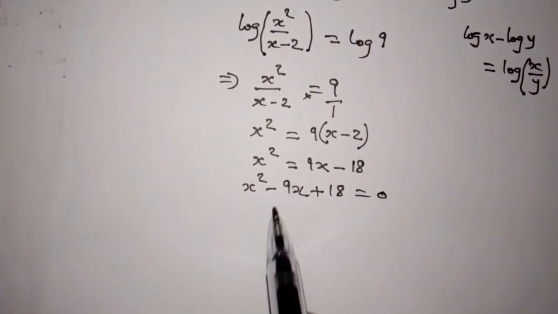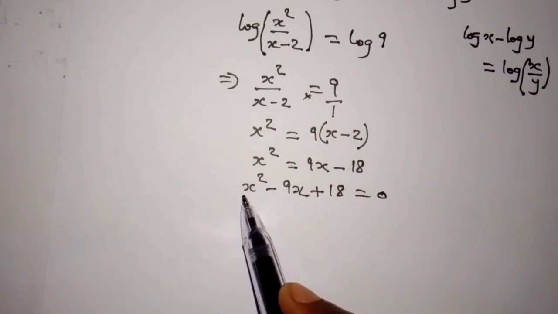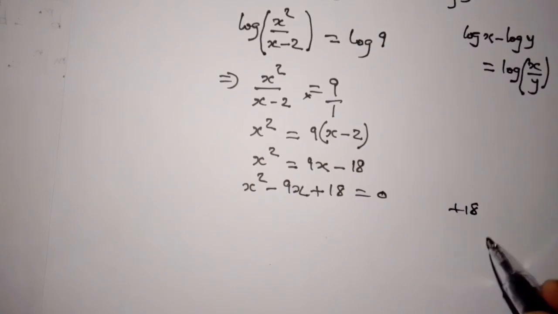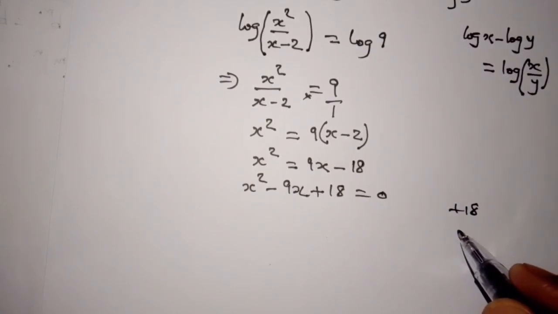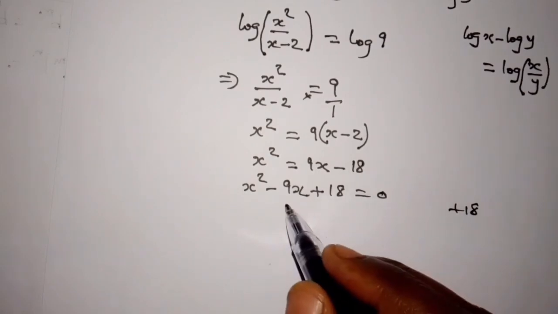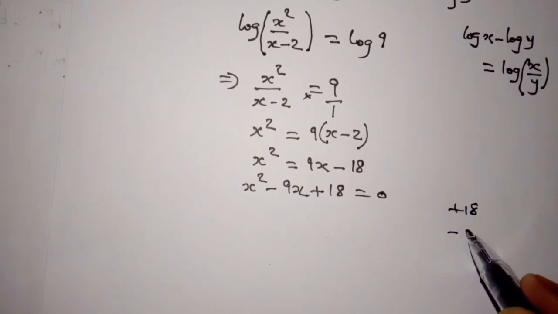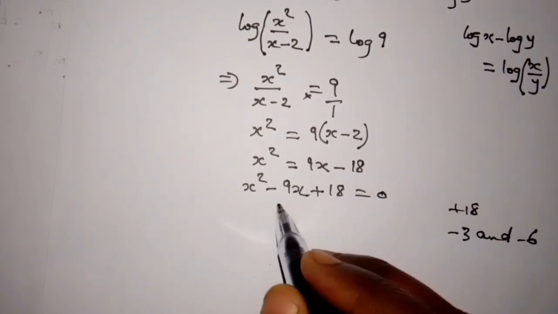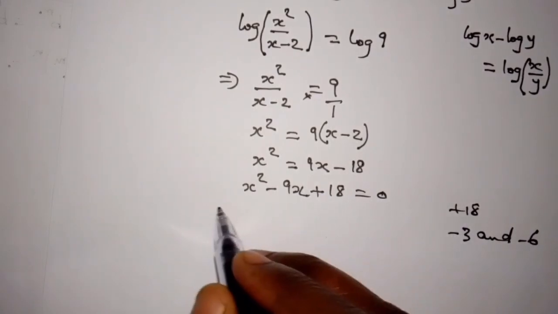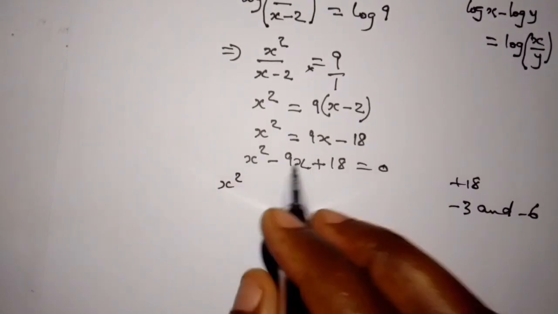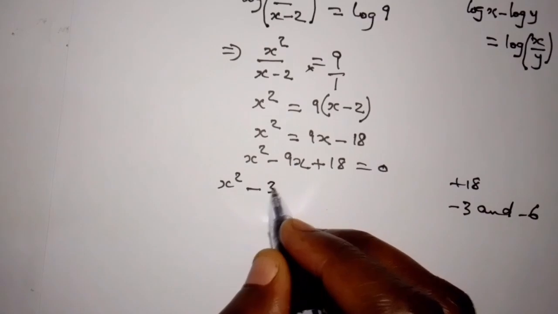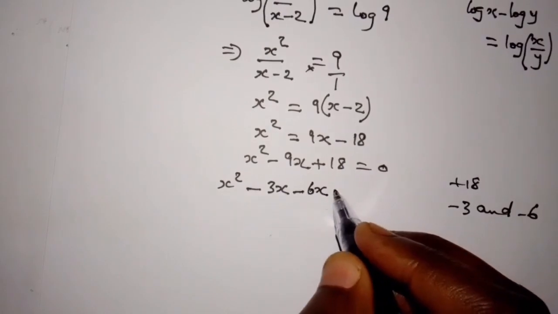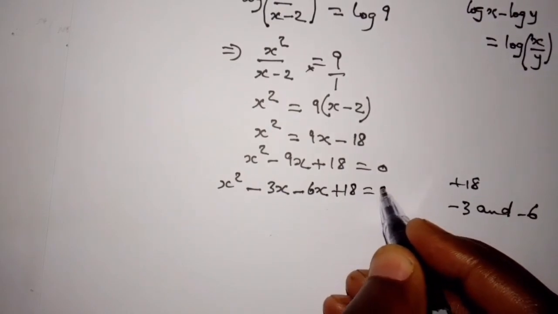Now this is our quadratic equation. 1 times 18 is giving us positive 18. Two numbers we can add to get negative 9 are negative 3 and negative 6. So now we can express this as x squared minus 3x minus 6x plus 18 is equal to 0.